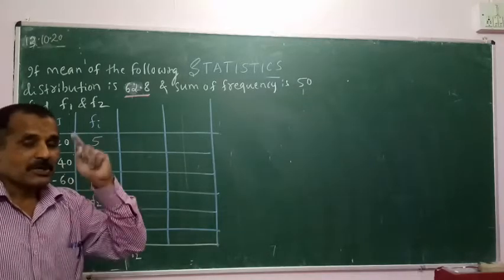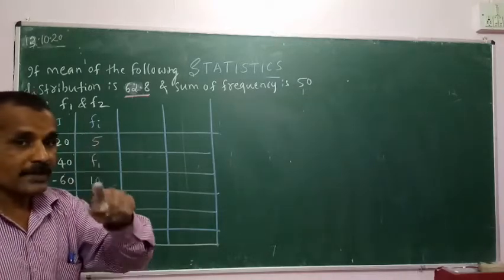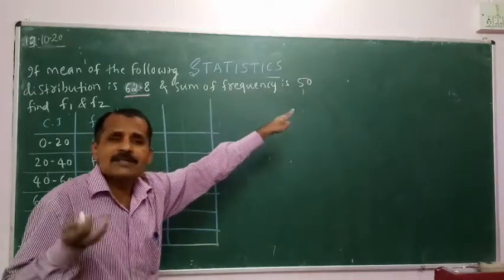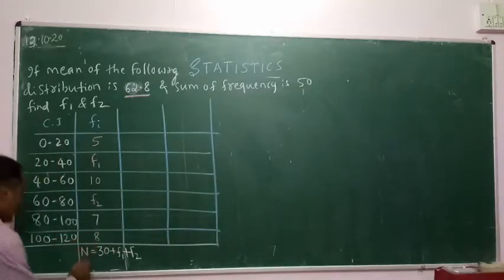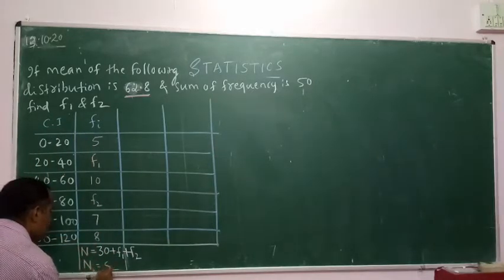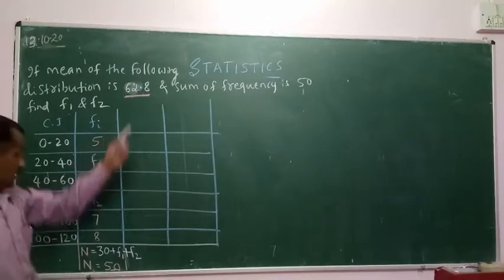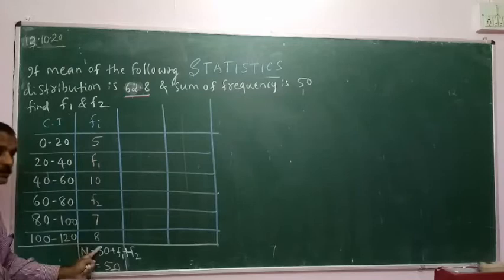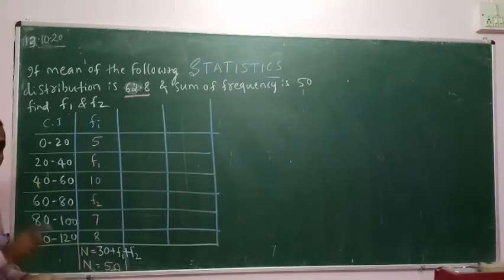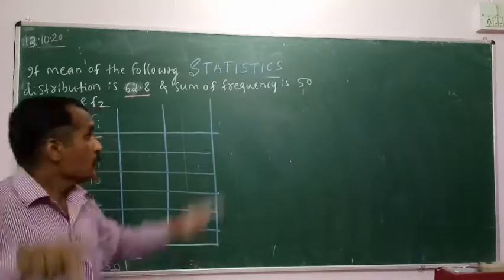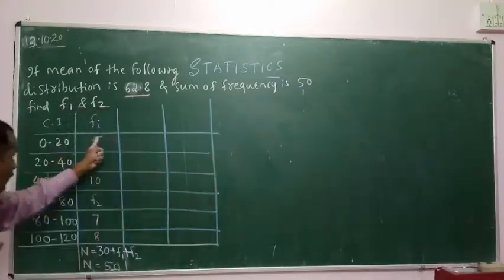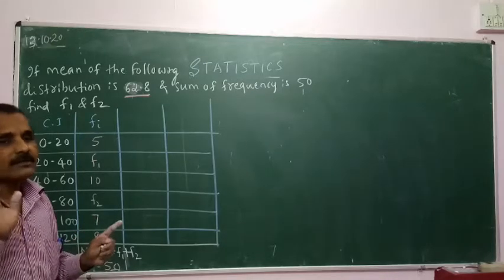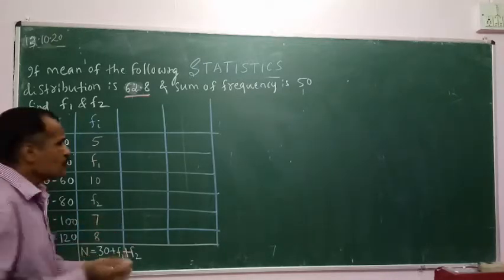My dear children, here one more important point to be noted. They also gave that the sum of the frequencies is 50. Sum of the frequencies means N only. I will write here again, N is equal to 50 also. This 50 I have taken from the problem, and this N is the actual total. Here for N I want two different answers: one, 50 from the problem, and one on actual adding, 30 plus F1 plus F2. I will tell you what is to be done later. Other things are as usual.